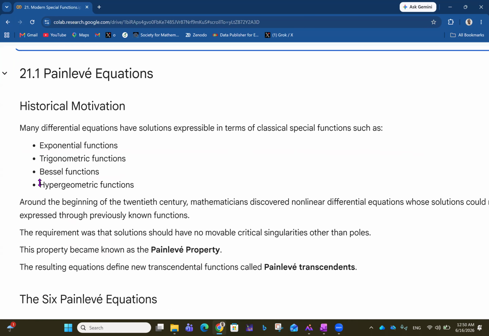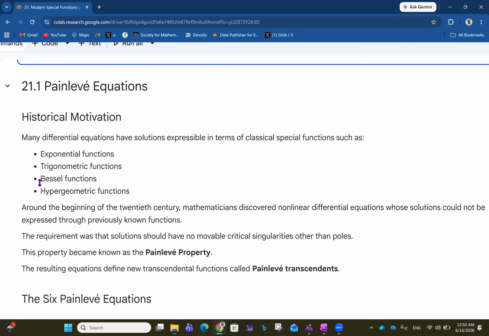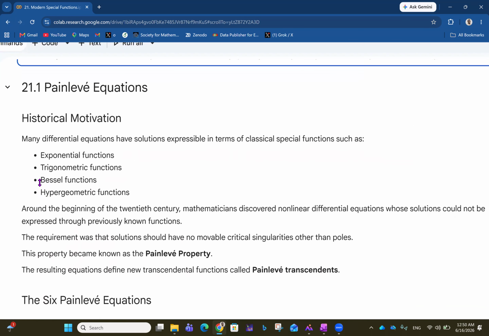So we jump straight to Painleve equations, whose historical motivation we'll see right away. Many differential equations have solutions expressible in terms of classical special functions, such as exponential functions, trigonometric functions, Bessel functions, hypergeometric functions. Around the beginning of the 20th century, mathematicians discovered nonlinear differential equations whose solutions could not be expressed through previously known functions.